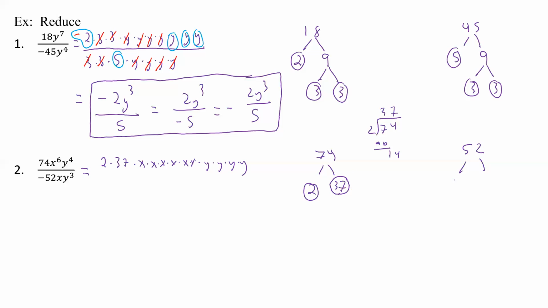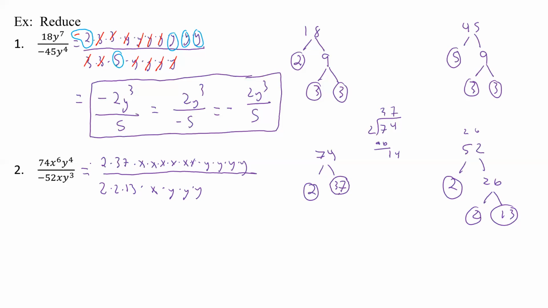All right. Now 52. Well, 2 will go in here, and 2 will go in here twice, and then a 6. So that's going to be 26. So I have 2 and 26. Well, 26 is divisible by 2 again. That goes into 13. Well, that's a prime number. So I have on the denominator 2 times 2 times 13 times 1 x and then 3 y's. Okay, and then I've got that negative still out front somewhere.